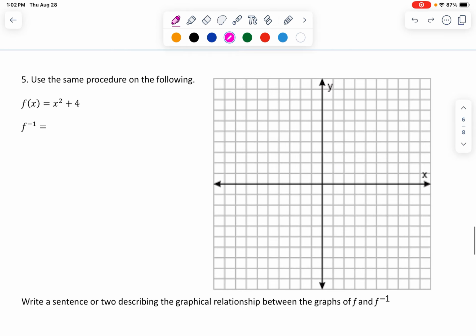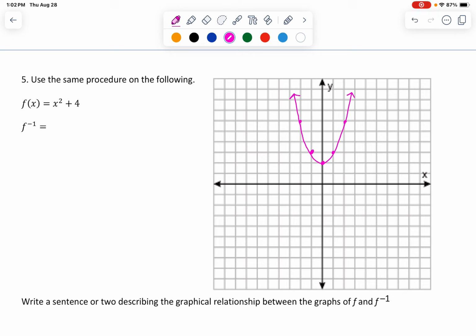Okay, so let's go ahead and look at this one. We're going to use the same procedure. We're going to graph f of x equals x squared plus 4. So that's a parabola shifted up 4. Okay, so this is what it looks like. We know that already. We know how to graph. Okay, so there's my parabola.